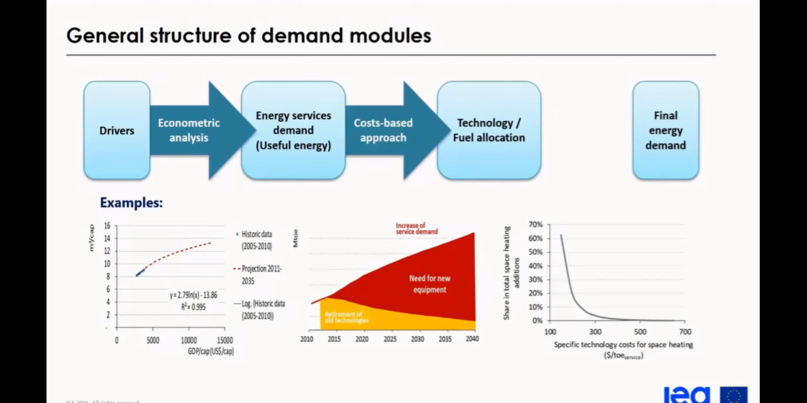So if we want to meet the new demand, we have a need for new equipment, and based on a cost-based approach, we will be estimating what type of technology will be deployed. For example, for the lighting need, we could have super efficient LED as well as more basic light bulbs. And based on economic analysis, we can estimate what will be the share of super efficient LED that will be bought by people and what will be the share of more basic lighting bulbs.